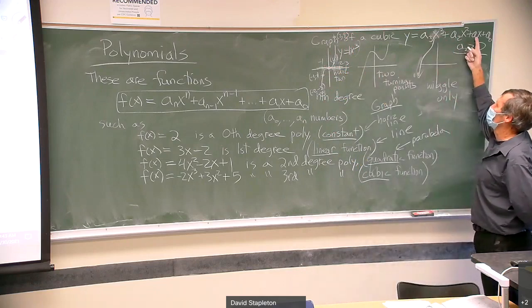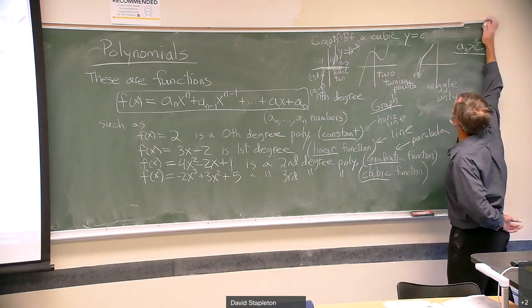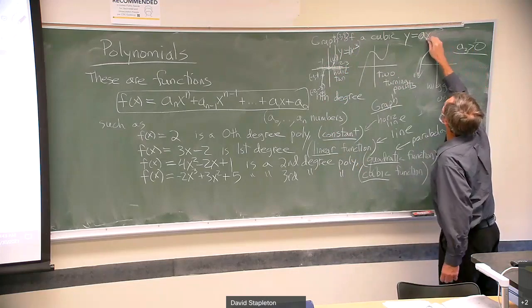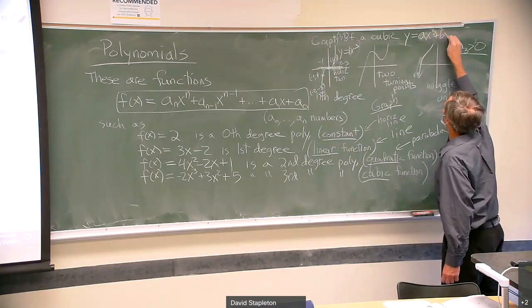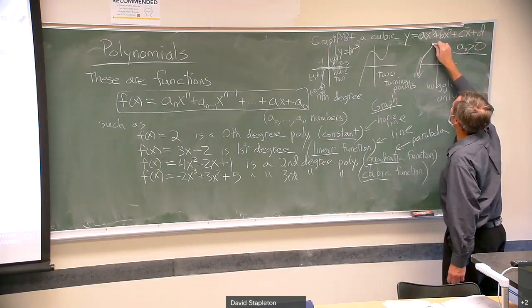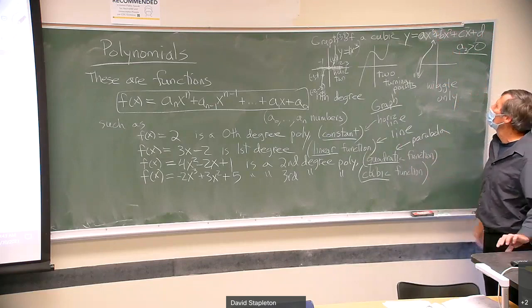Here's a generic cubic. In fact, let's write it with the other, shorter notation: ax cubed plus bx squared plus cx plus d. What happens in these things is a very interesting thing, and this is my hand-waving proof. I can't prove it till calculus.